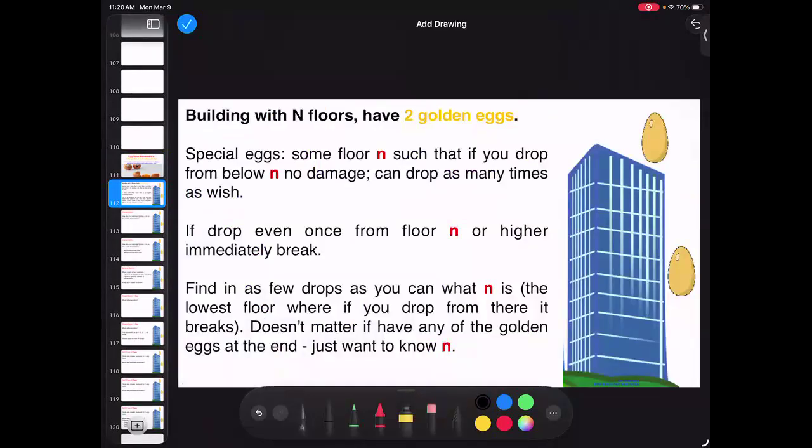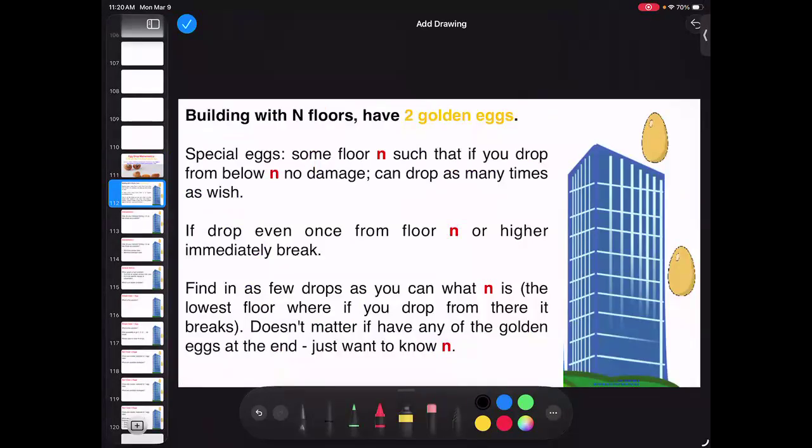So we talked about the statement before. These are special golden eggs. Has anybody seen this problem? Our Minuteman Tech program does it and has them actually do it. They have an egg and they have to go through testing it and everything.